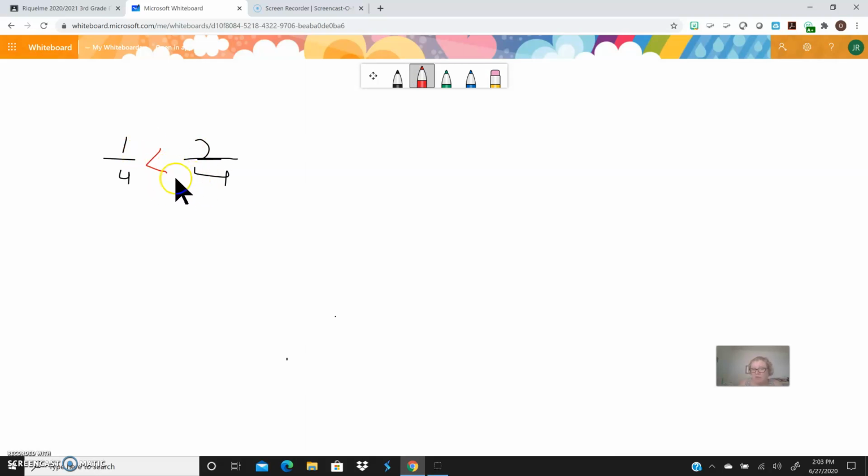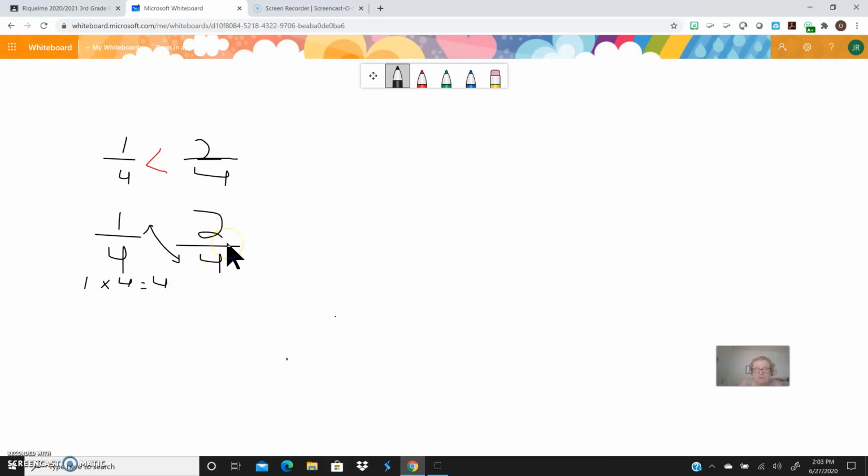Okay, we can also do another way. We can do cross multiplication. So let's do 1/4 and 2/4. Now let's cross multiply. We always start here on the left. So we're going to start with our 1/4. We're going to multiply 1 times 4. So I'm going to write that down here too, so I remember. 1 times 4 equals 4.